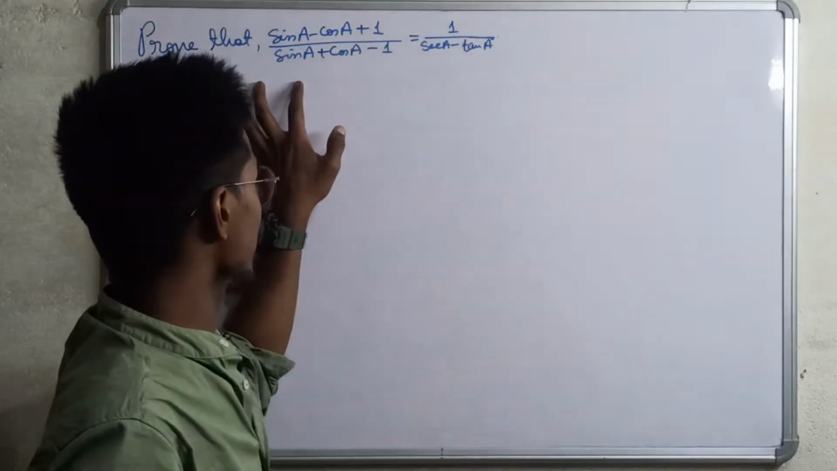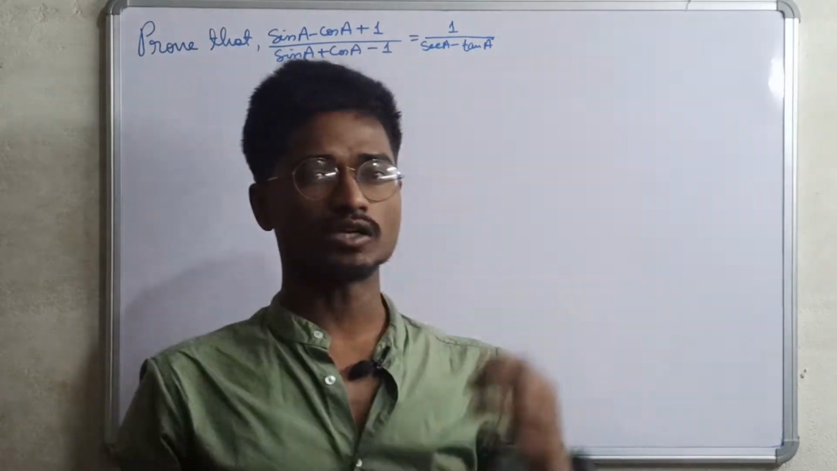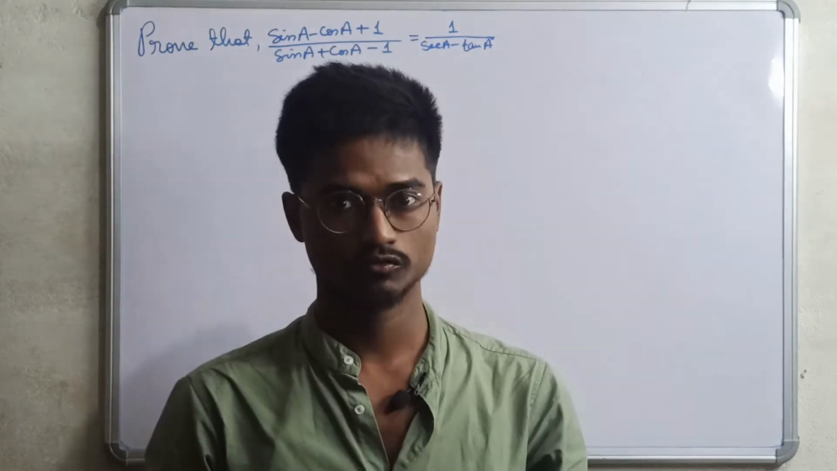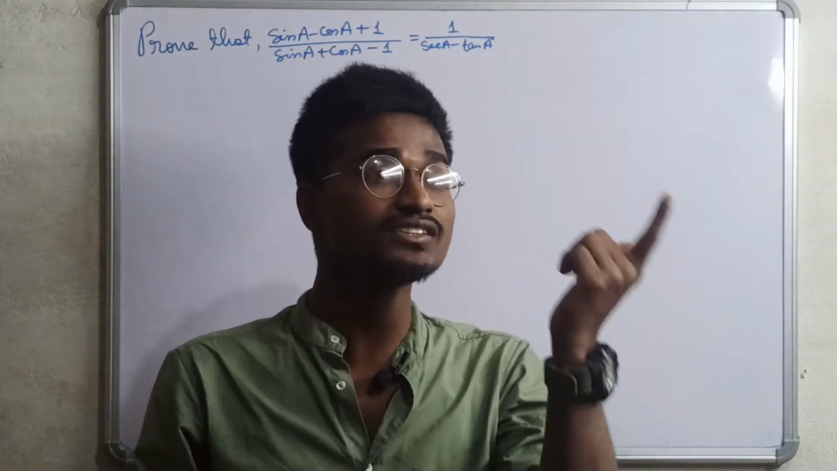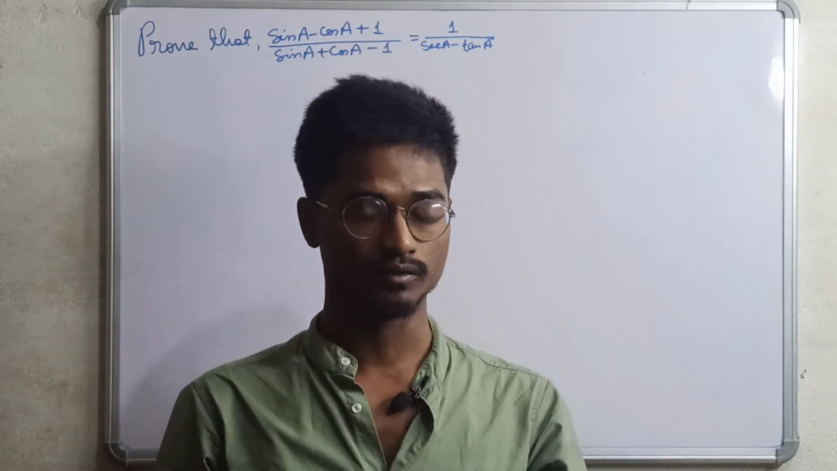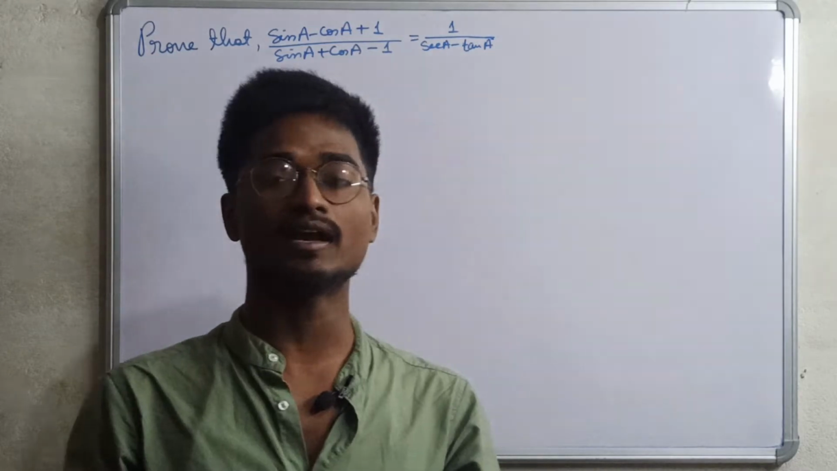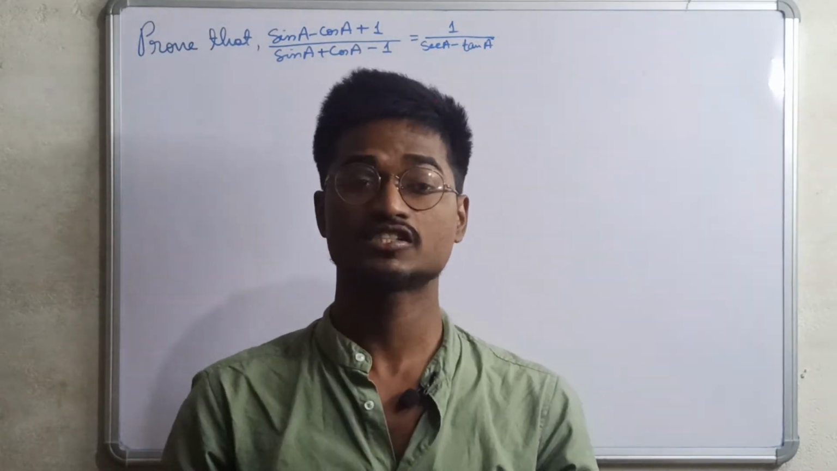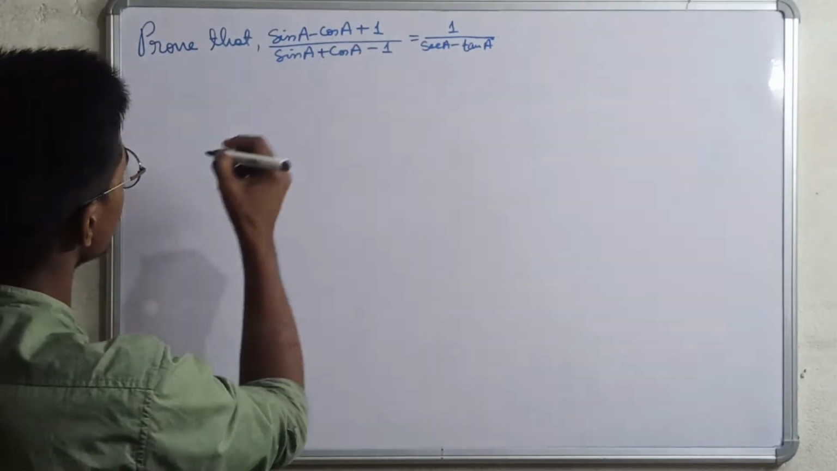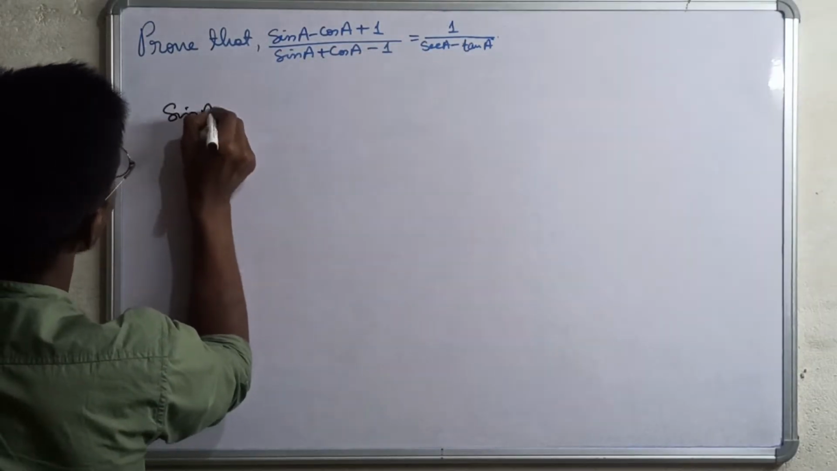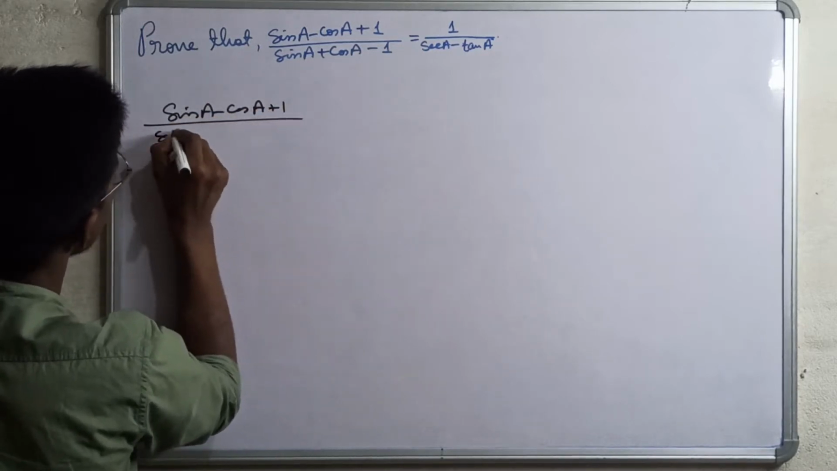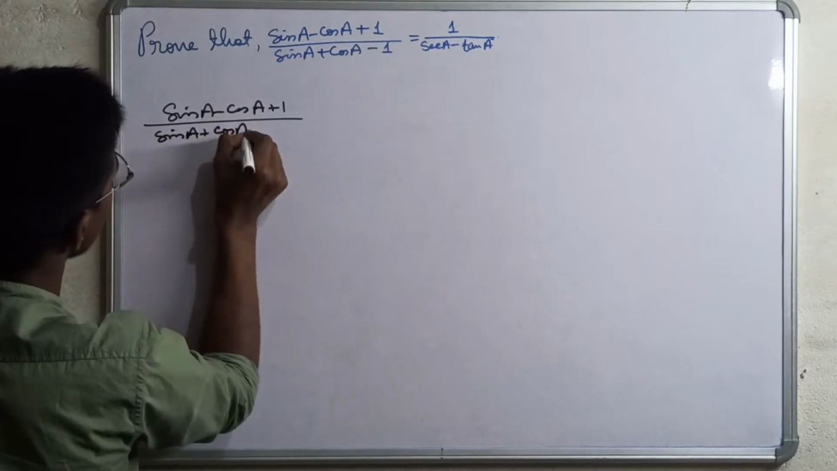So what should you do whenever you get stuck in sine and cos? You must start by rationalizing the denominator first. Then, if that doesn't work, you start rationalizing the numerator. Keep in mind that you can rationalize either the denominator or the numerator, but start with the denominator always. I will tell you how to do it, just focus on what I do. We have sin a minus cos a plus 1 upon sin a plus cos a minus 1.